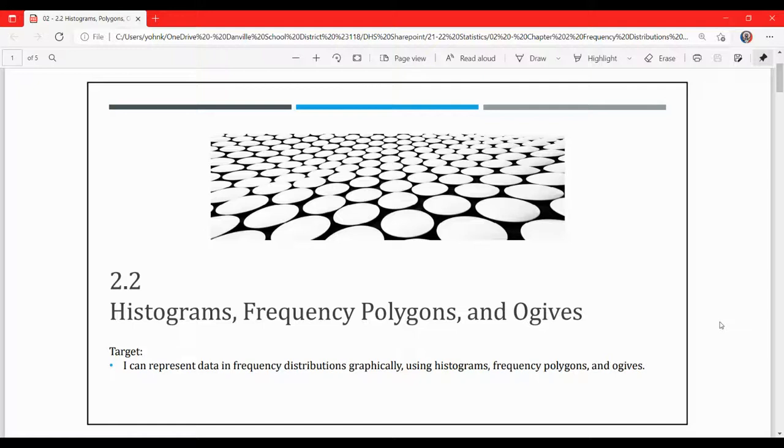Hey kids, welcome to section 2.2, histograms, frequency polygons, and ogives. Today we're going to learn how to represent data in frequency distributions graphically using histograms, frequency polygons, and ogives.